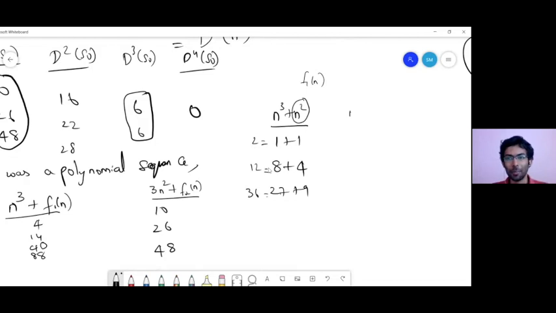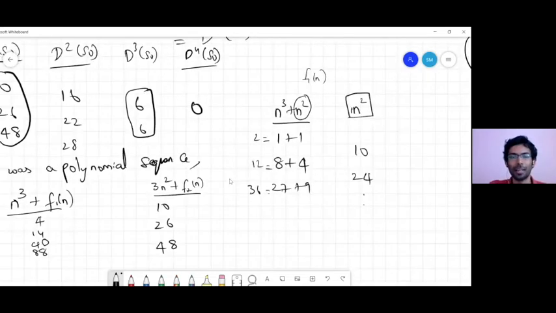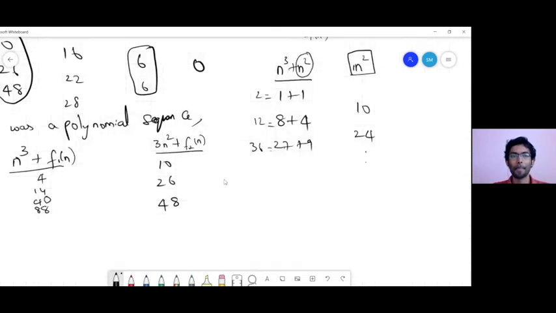But here what is happening is this term would be 10 and 4, 14, 24 and so on. But this is not turning out to be n squared. So what is the relationship between f1 of n and 3n squared plus f2 of n? So d of n cube would be 3n squared plus 3n plus 1, right?